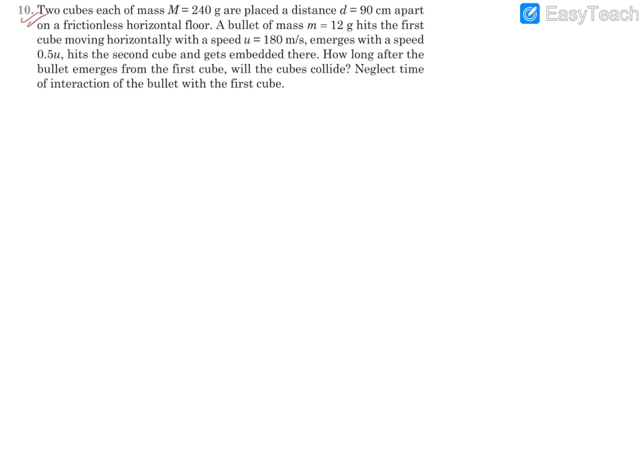Here is question number 10. Let me read it. It says there are two cubes, each of a given mass, placed at a distance d centimeter, which is 90 centimeter basically, apart on a frictionless horizontal floor. There's a bullet of given mass that hits the first cube in a horizontal direction with a given velocity and comes out with half of that velocity, and then later it goes to the second cube and is embedded there.